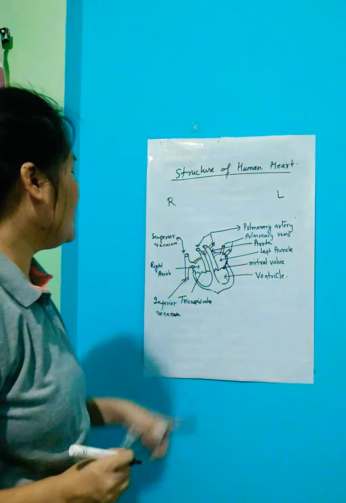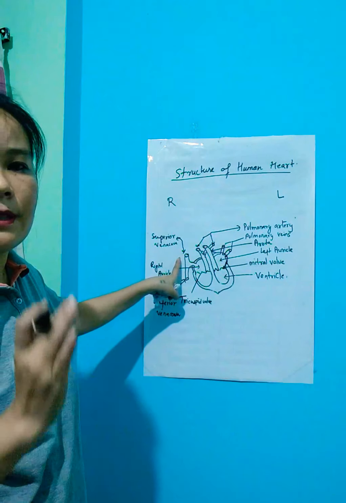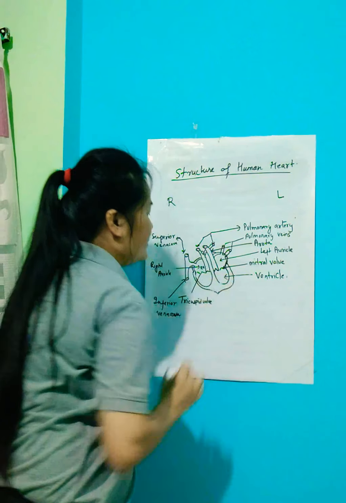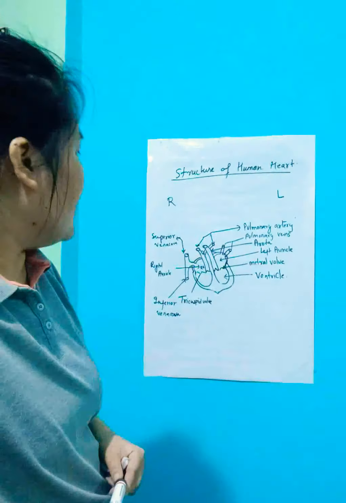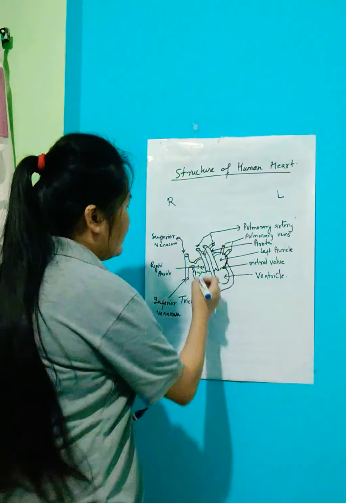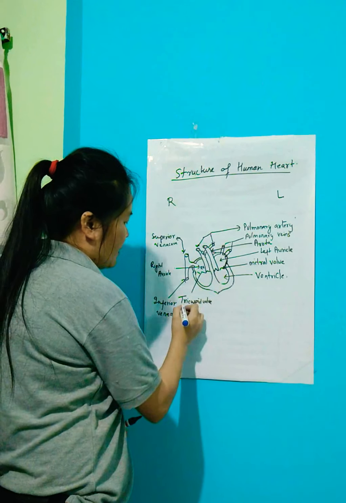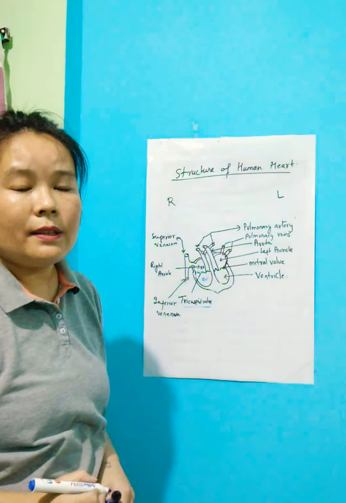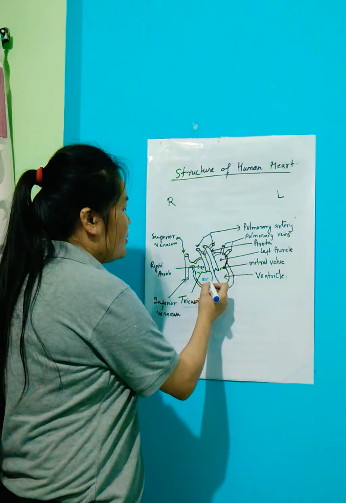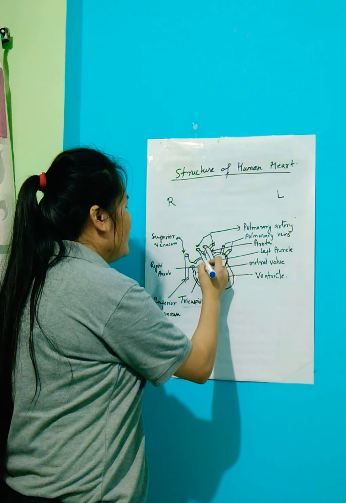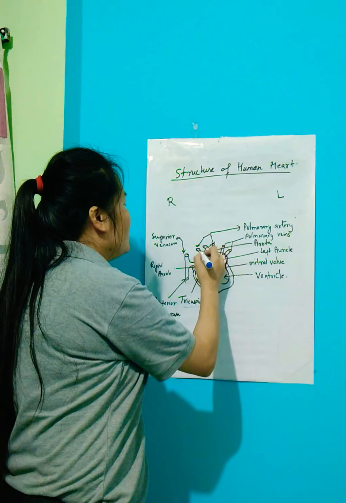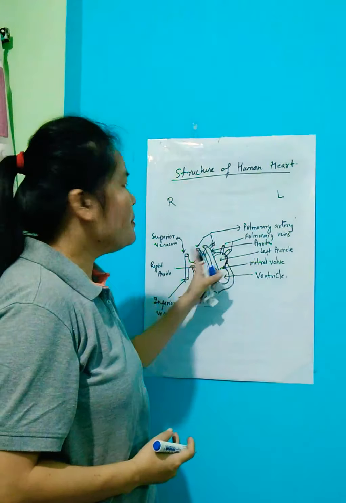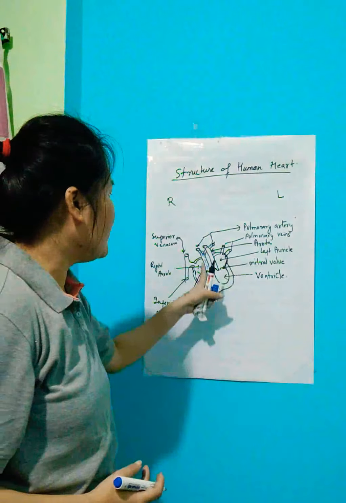Now the deoxygenated blood from the different parts of the body first reaches the right auricle. Then from the right auricle, with the opening of the tricuspid valve, it reaches the right ventricle. Once it reaches the right ventricle, it goes to the lungs, to both sides of the lungs, right side and left side. That is why it is branched too.